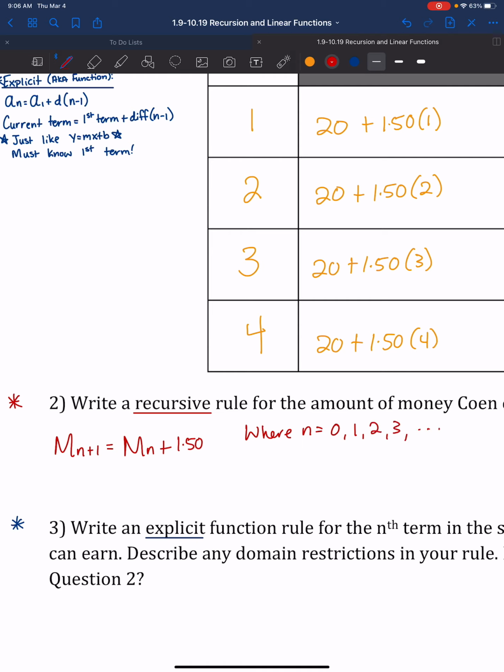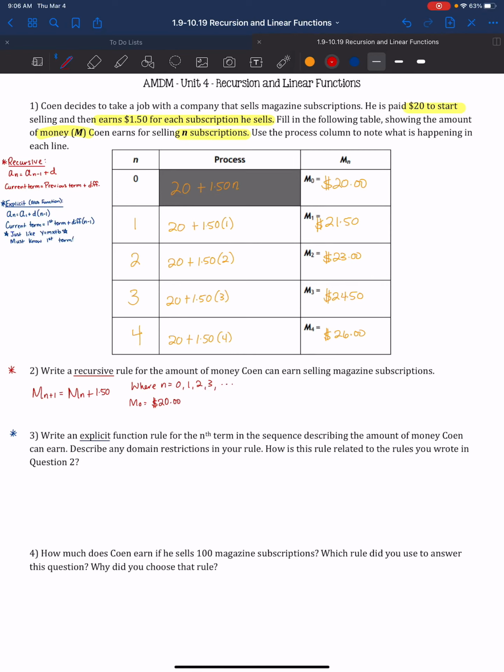And also with a recursive rule, we know that M sub 0 is equal to $20. Okay? And that's it. We just had to write this rule and then state this info right here.